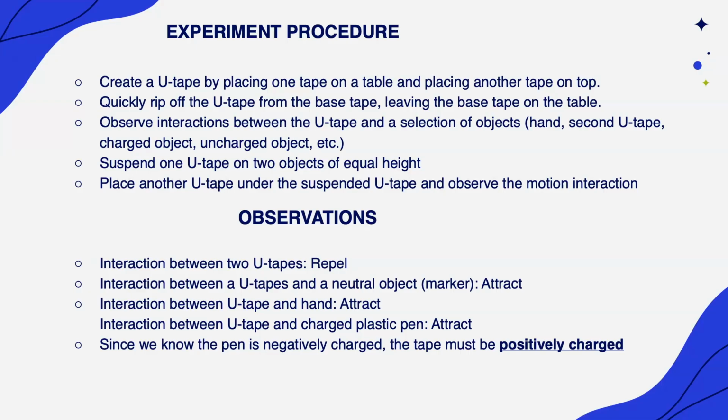Similarly, we found an attraction between the U-tape and a hand. This is also an example of polarization. Our hands appear neutral and are conductive enough for the charged tape to induce a charge separation. And this is why minimizing handling is so important, because it can transfer charges and induce unwanted polarization effects. We knew that this plastic pen was negatively charged. So when we brought the U-tape near this negatively charged pen, we observed that the U-tape must be positively charged.